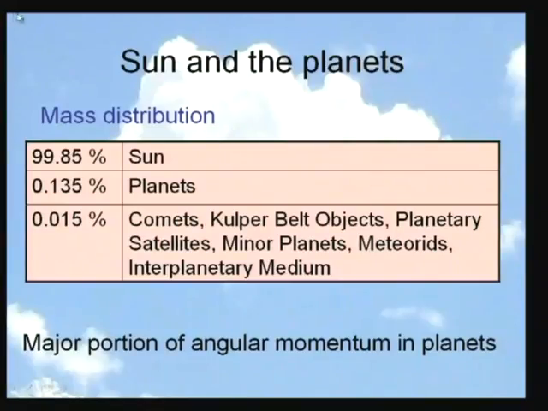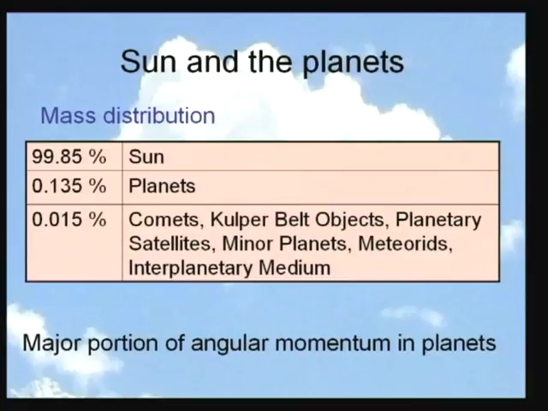After the sun, the planets contain 1.135%, and there are other objects like comets, the Kuiper belt objects, planetary satellites, minor planets, meteoroids, and the interplanetary medium. They contribute 0.015%.